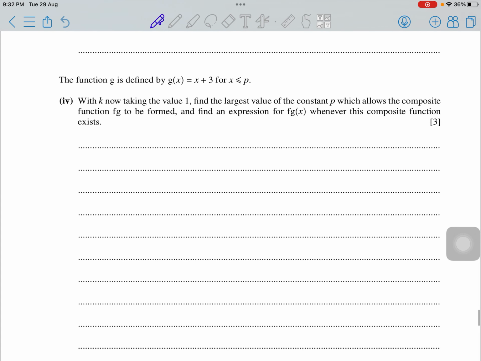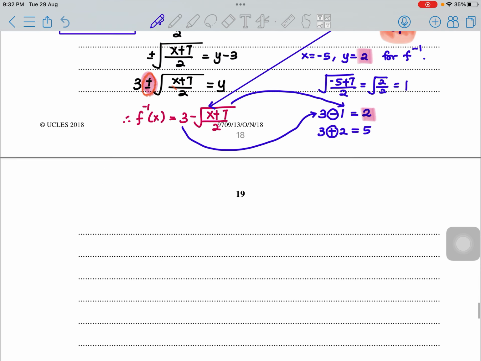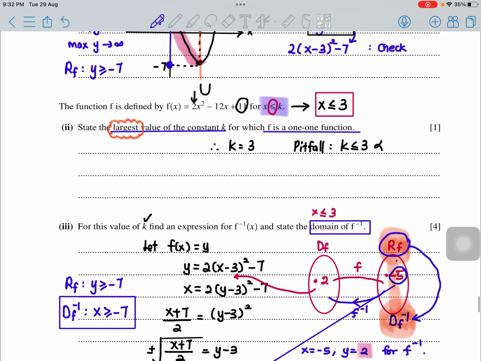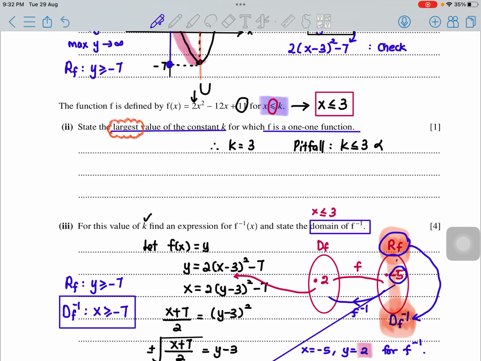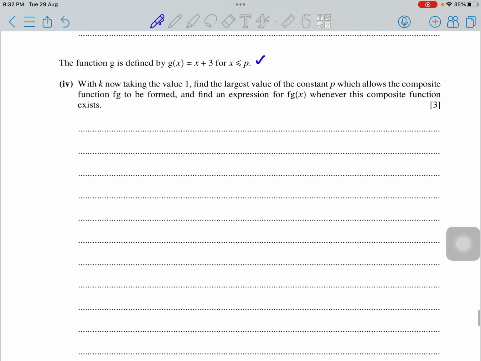Now, the last part. I have a function g given such, with k now taking the value of 1. So where did I get the k? Let's go back to the question. Okay, it is the domain of my function f(x). So I'm going to write here f(x) is (2x minus 3) squared minus 7, x less or equal to 1. Okay, the k is taking the value of 1. Find the largest value of the constant p, which allows the composite function fg to be formed.